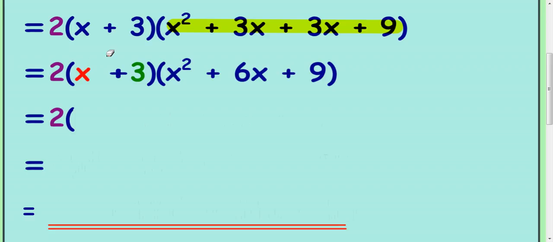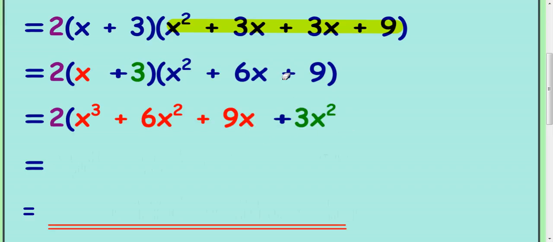So x times x squared is x cubed, x times 6x is 6x squared, x times 9 is 9x. And then I'm going to move on to the 3. 3 times x squared is 3x squared, 3 times 6x is 18x, and 3 times 9 is 27.